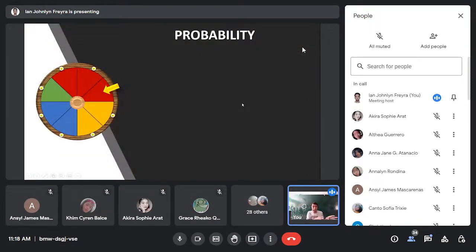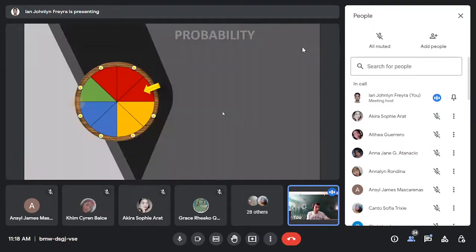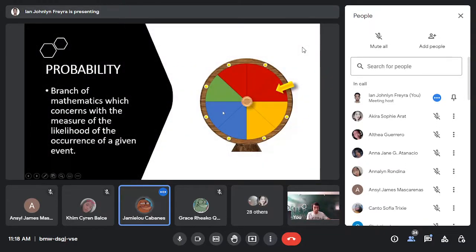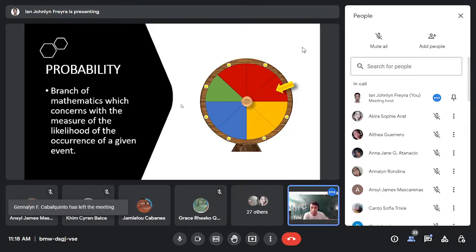Chances in mathematics is called probability. What is probability exactly in math? Well, it's about chances. Probability in math is a branch of mathematics which concerns with the measure of the likelihood of the occurrence of a given event. So, using probability, we can confirm whether red is the best choice after all. Si red ba talaga yung may pinakamalaking chance na mangyari compared to the other 3 colors? Sige, let's check that out.